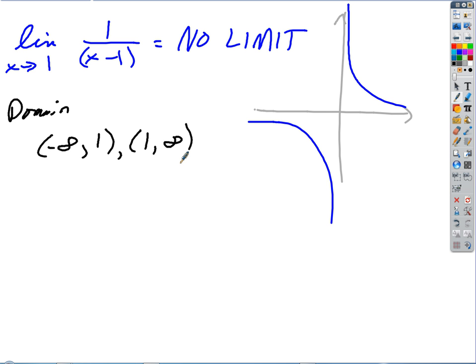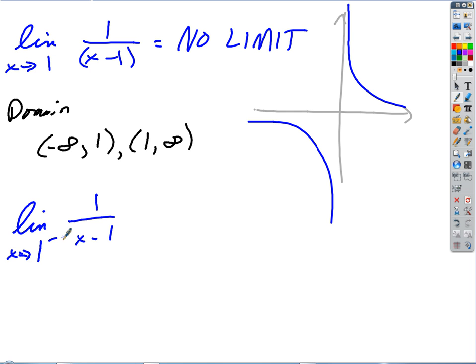So what if we approached 1 from the left? Okay, so we take the limit. Now how would I write that? The limit of my function, 1 over (x minus 1), as x approaches 1 minus, right? Now we're specifying that we're approaching from the left. We can see from the graph, what's the answer that we're expecting to get? Negative infinity.